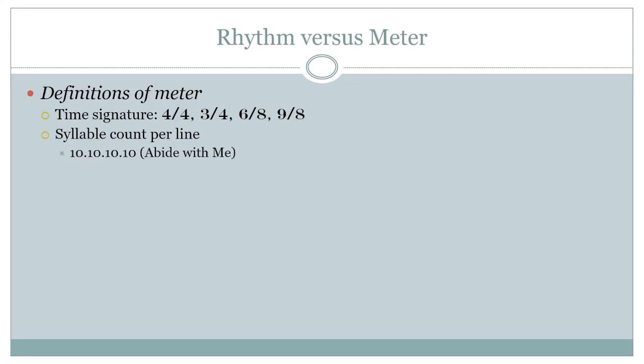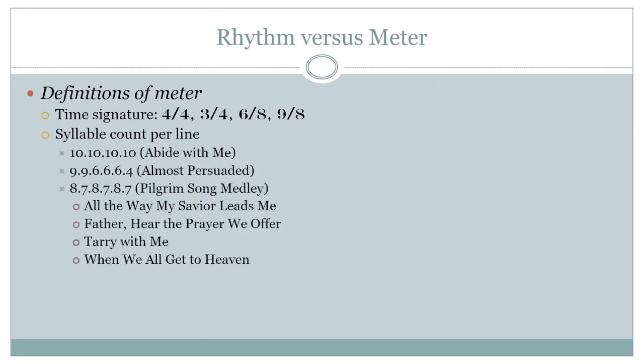For example, in Abide with Me, the first line has 10 syllables, the second line has 10, third line has 10, and fourth line has 10. And that's true in each verse. In Almost Persuaded, we have 9, 9, 6, 6, 6, and 4. Then you also have multiple songs that can have the same meter in this fashion.